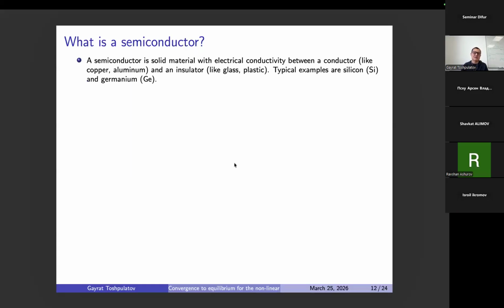A semiconductor is a solid material with electrical conductivity between a conductor and an insulator. It means that electricity flow happens in these materials, but this electricity flow is not as fast and efficient as in aluminum or copper, but we do have electricity flow. And some examples, if you are aware from chemistry, silicon and germanium are semiconductors.